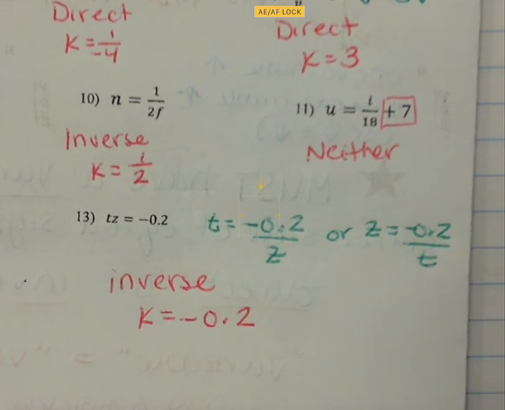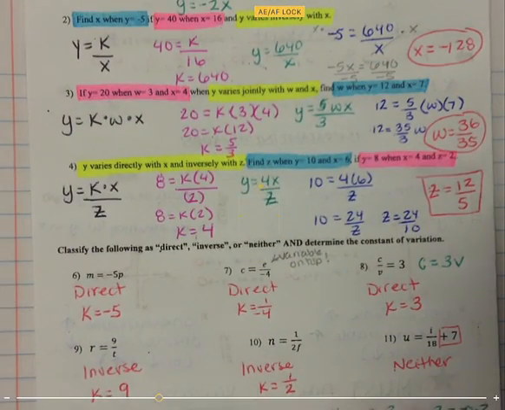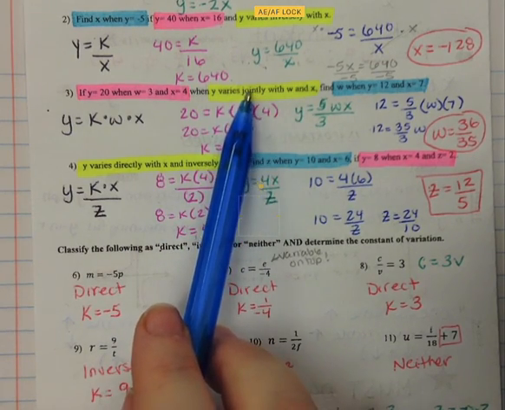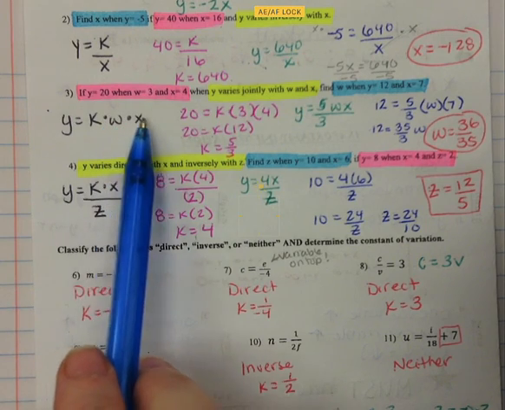Okay. This was how to determine if it's direct or inverse, and then how to actually find coordinates knowing if they're direct or inverse. And multivariable, these are multivariable. This is jointly. It has to say the word jointly. Jointly just means you're multiplying a whole bunch of different ones.